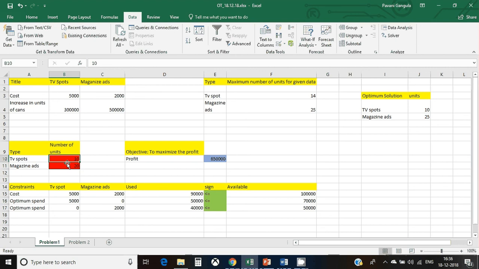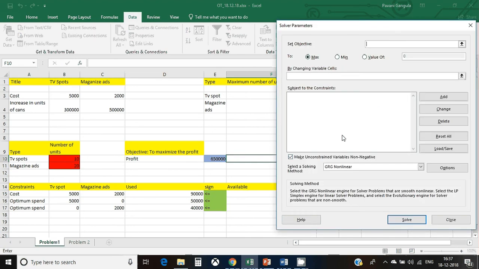Now you can find the optimum number of TV spots and magazine ads to get the maximum profit by using a solver. You'll find the solver tool under data tab here. So for solver, we need to mention the objective first. Our objective for this problem is to maximize the profit. The profit is given with E10 cell, and we need to select maximum because the objective is to maximize the profit under the given constraints.